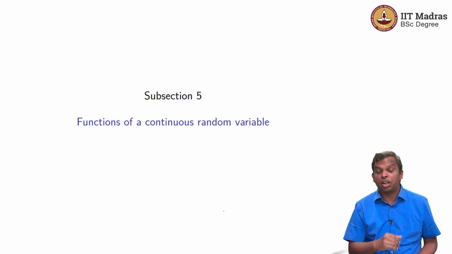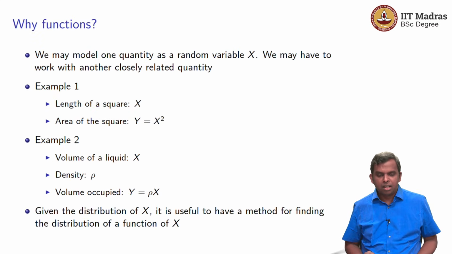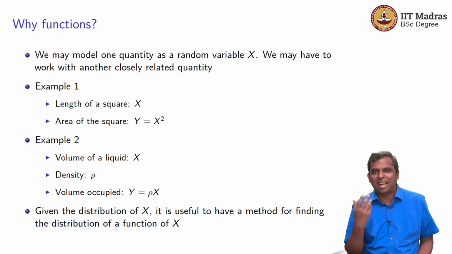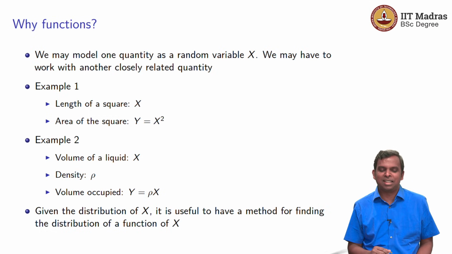So now let's see functions of a continuous random variable. Now, why functions? You might say, I already have a random variable, I already have its PDF, already have its CDF. Why do you want to make a function of that random variable? Here I've thrown a couple of very simple situations. In reality, you'll have so many other cases where functions show up very naturally. For instance, you may model the length of a square as a random variable x. Then if you want the area of the square, it's going to be x squared, isn't it? So you don't need a new random variable for it. It's a function of the previous random variable.